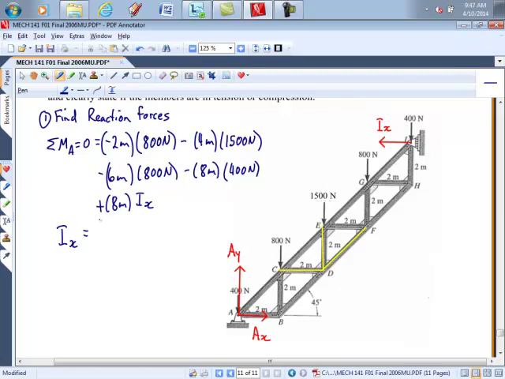For some reason I don't have a solution for this one. I'll wait for one other. 1,950 newtons. That also has to equal AX. Okay, and then we're going to do forces about the Y. Actually, I don't have to do forces about the Y if I'm going to do a right section. Let's do a right section.